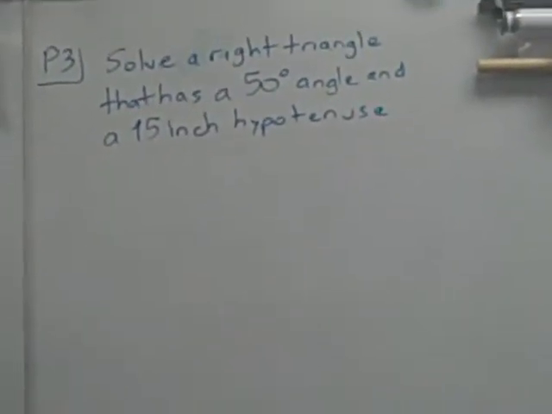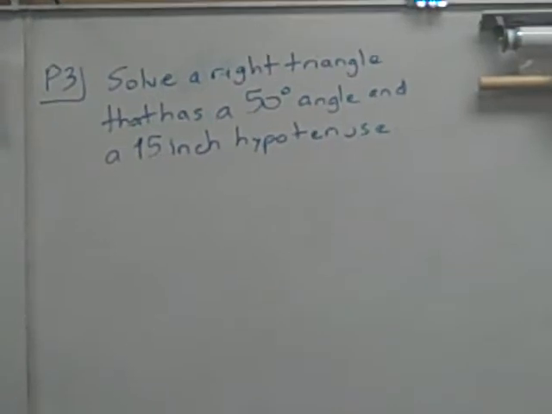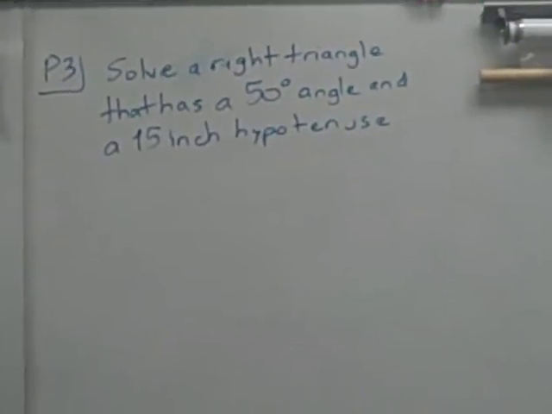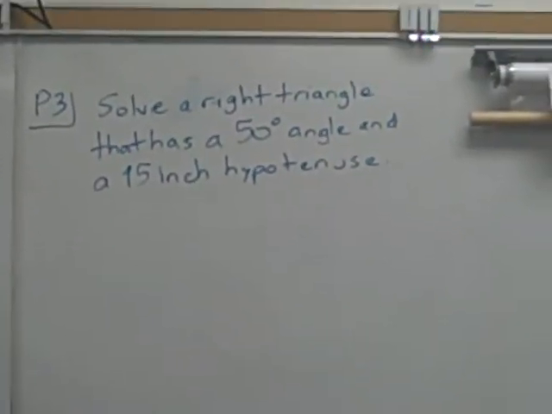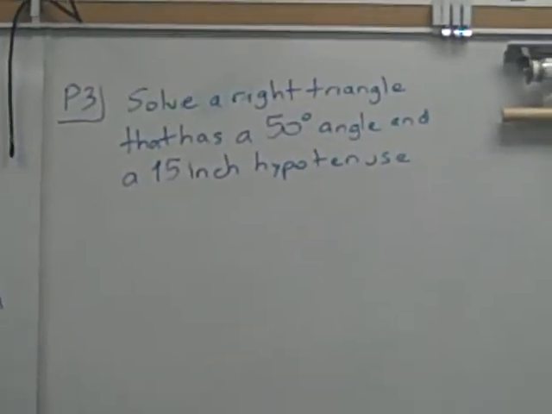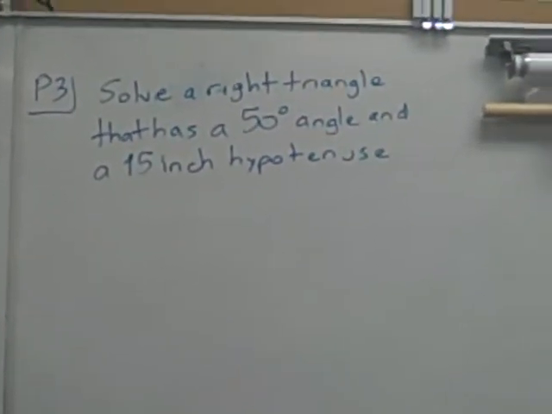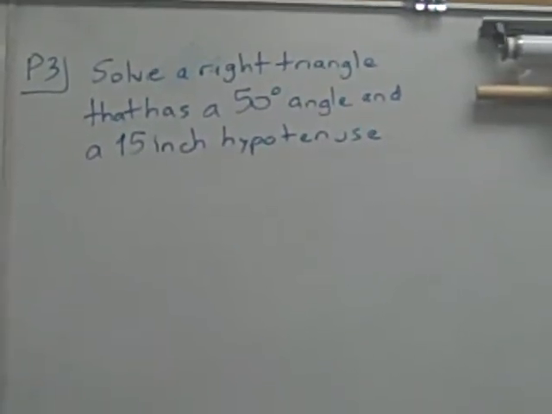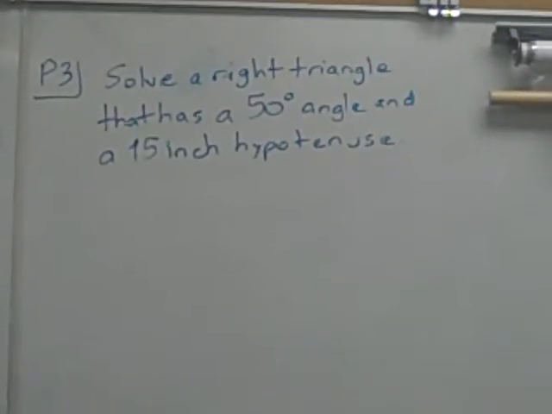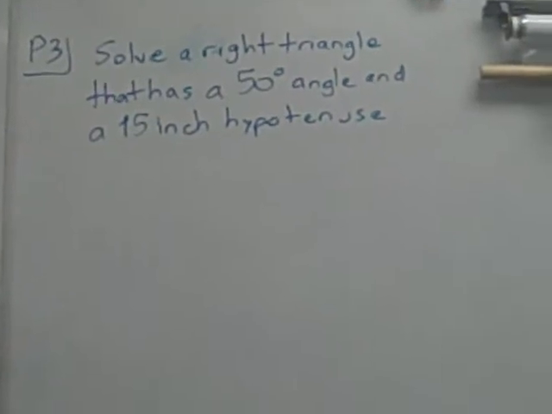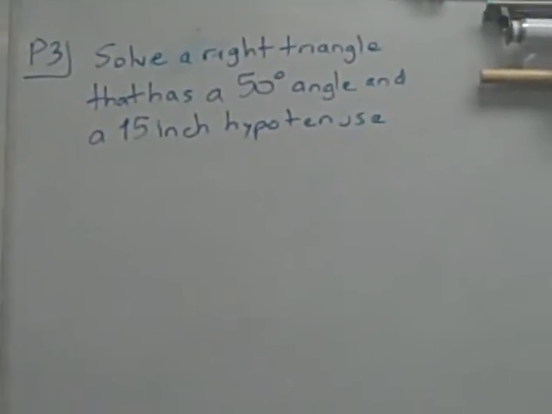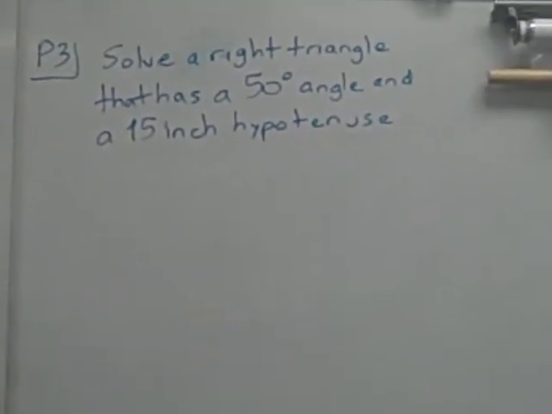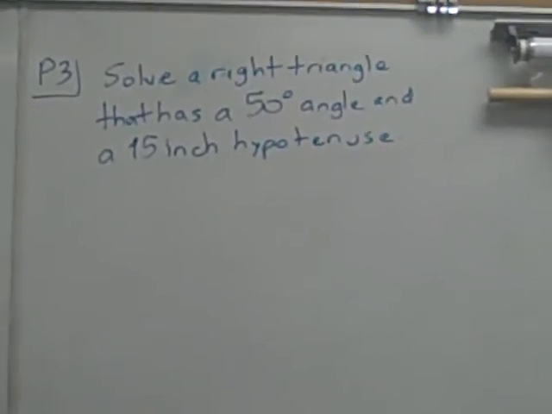All right, problem number 3. We need to solve a right triangle that has a 50-degree angle and a 15-inch hypotenuse. Okay? Give you a moment to write that down. Now, when it says solve a right triangle, as I mentioned before, what that means is that you've got to find all the angles and find all the sides.